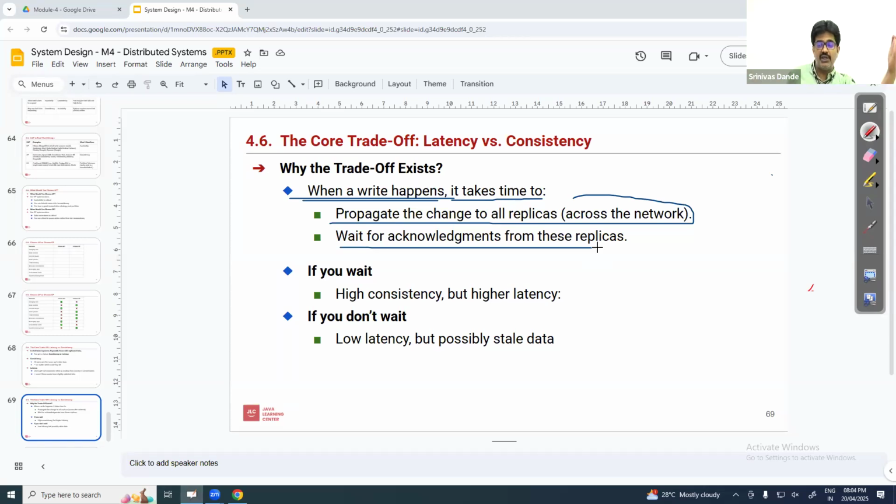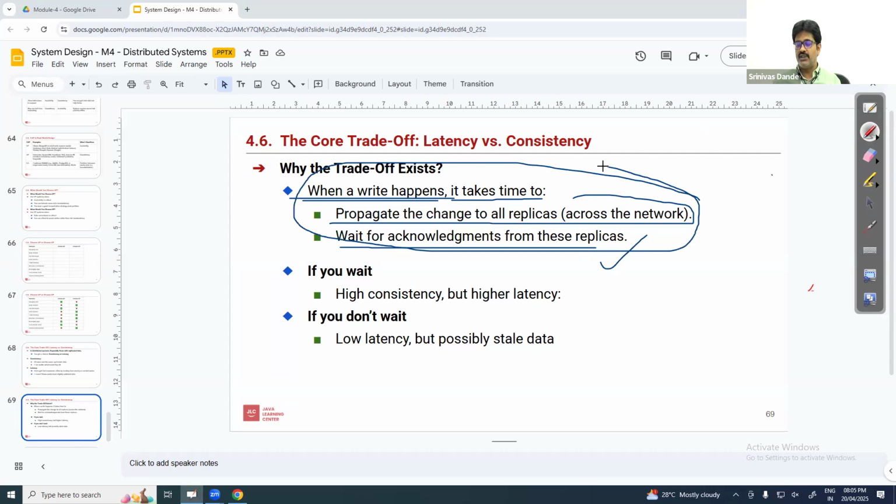Suppose a write operation is happening to the master. The master is not responding immediately to the user, saying, boss, your write is done. The master is talking to read replica 1, confirming to 2, 3, 4, then all are confirmed. Finally, it says, okay, boss, write operation completed successfully. So it takes time. Is this clear?